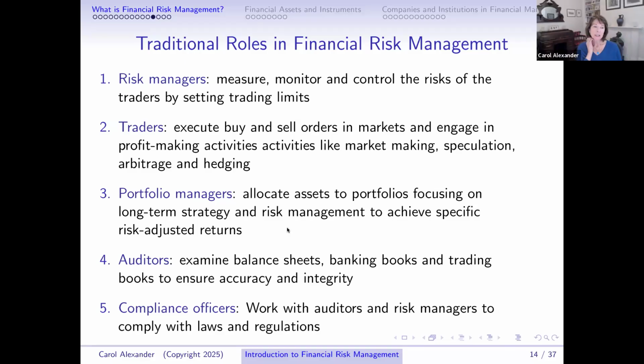So traditional roles in financial risk management, we're going to be focusing on risk managers, what we call the middle office. It's very old terminology, but banks used to have front office, middle office, back office. Back office was where the transaction processing, usually non-university graduates, would be dealing with all the paperwork. Now that back office has been completely replaced by computers. But the middle office, it's more a sort of 9 to 5 activity. That's the risk managers. They measure risk, monitor it, and control the risks of the traders.